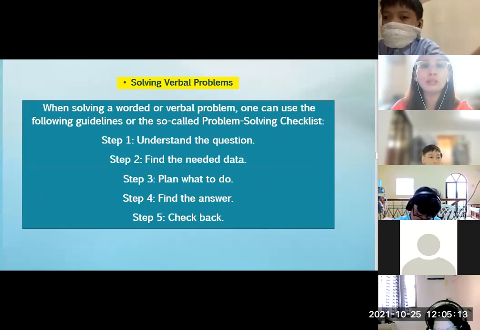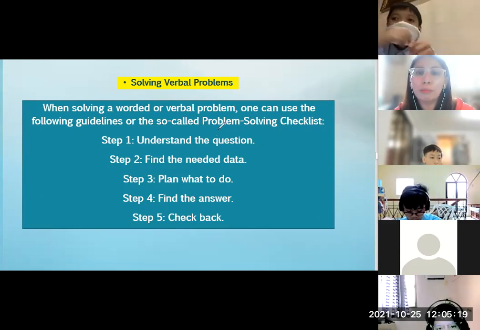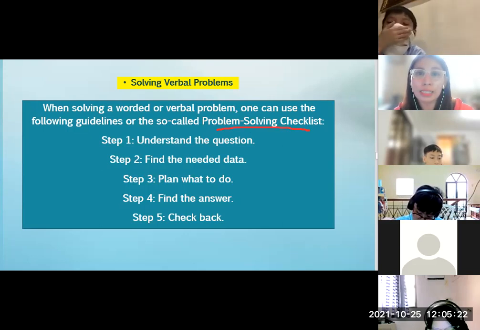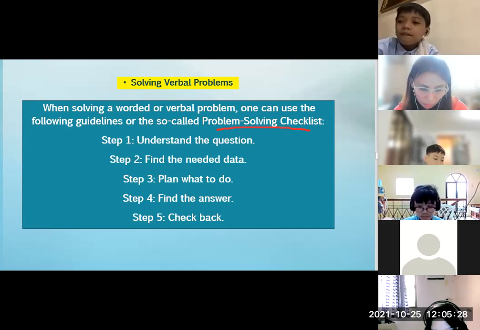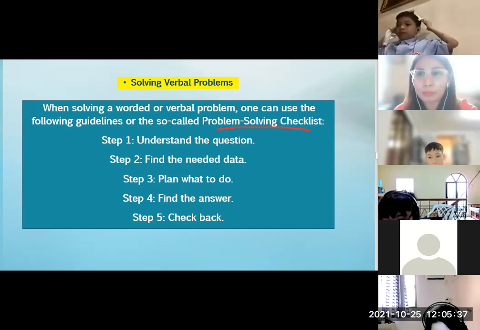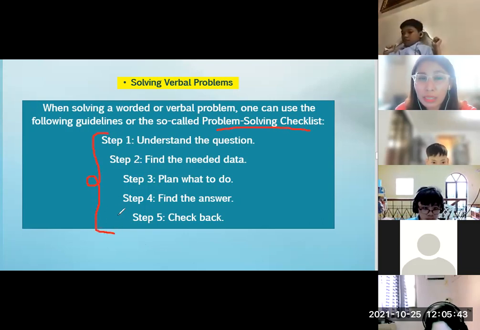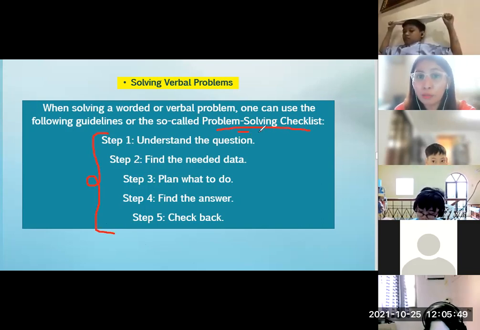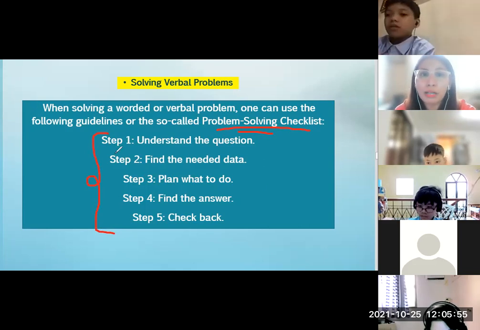So when solving a worded or verbal problem, one can use the following guidelines, or the so-called problem solving checklist. Okay. Gianna, I'll record your score. Okay. So we have these 5 steps for us to answer problem solving type of questions. So step 1.